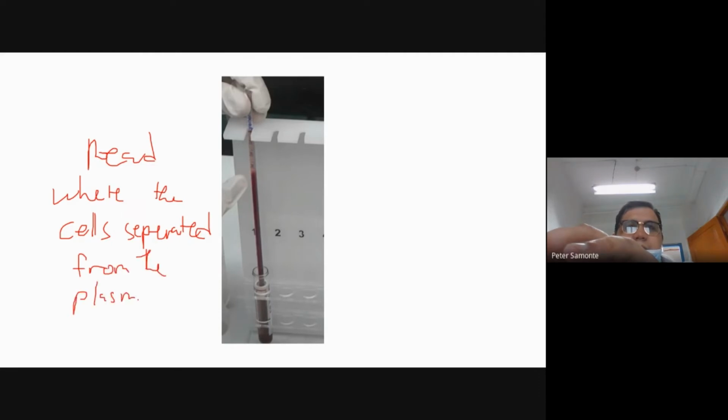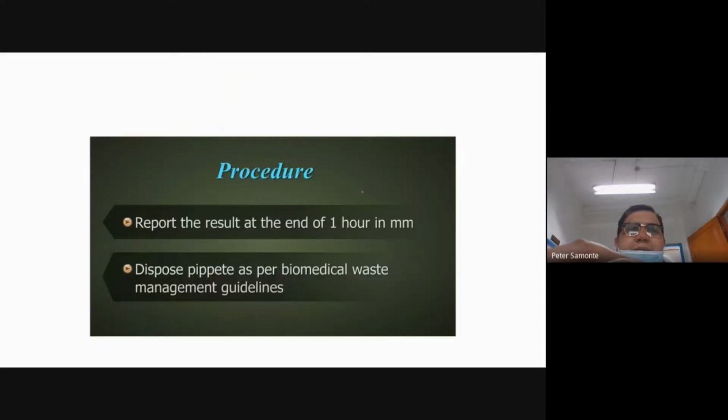So if you could see here, class, ito yung plasma. So you would read it around this marking. Parang lang ding nagbasa, class, ng hematocrit. The only difference this time is mas malaki yung tube nyo, and hindi masyado kita or wala kayong makikitang buffy coat. So you need to report the result at the end of 1 hour in millimeters. Then dispose any biomedical waste depending on your guideline.